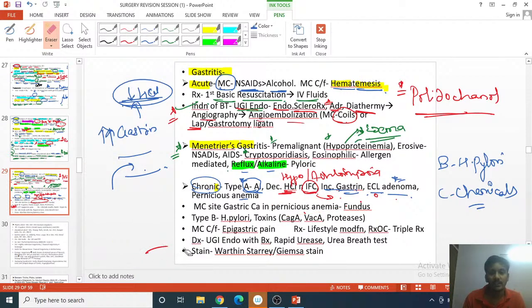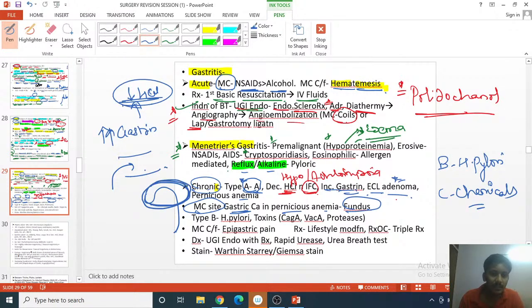Then most common site of gastric cancer in pernicious anemia is what? Is your fundus. So most common site of gastric cancer in cases of pernicious anemia is your fundus. So this is your fundus of the stomach. So this is the most common site of gastric cancer in cases of pernicious anemia.